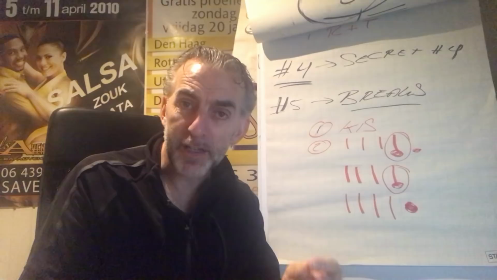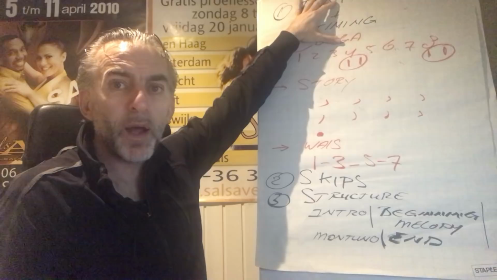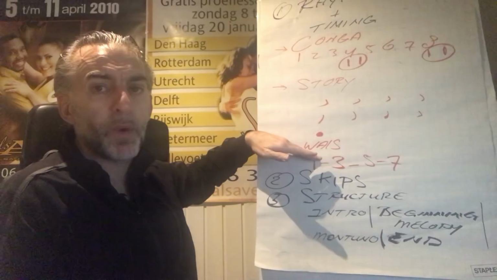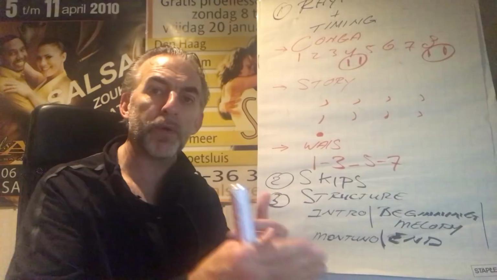Okay, guys? So let's wrap it all up. The five strategies of musicality, guys. First, rhythm and timing. How are you going to find the one or even the two in the song for that matter? And we have the conga, we have the storyline, and we have the waltz, the 1-3-5-7. On number two, skips in the music, where the band is playing two times 1-2-3-4. How do you deal with it? You step two times behind and then you go forward again and you're back in timing with the music.